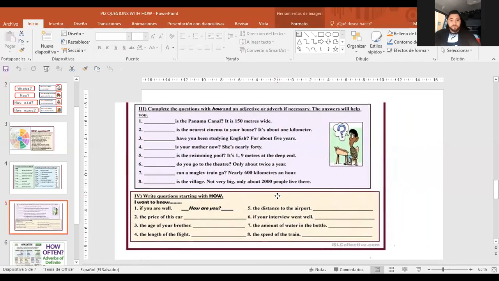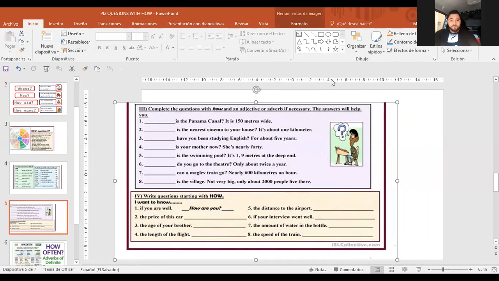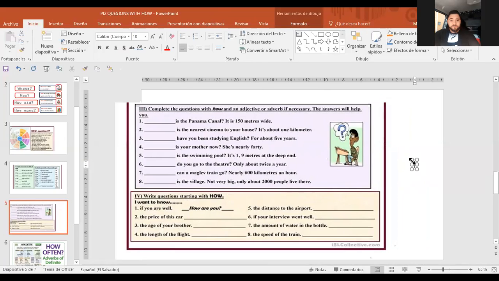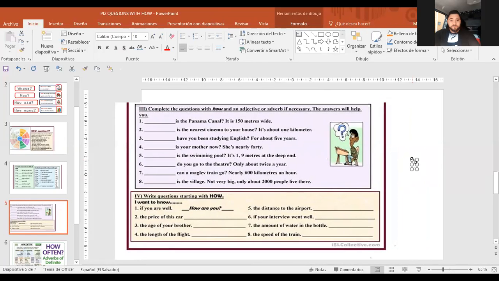That was the part that we missed yesterday because of the rain. The noise was very hard and we couldn't listen very well to each other. So I would like to ask you, what about number one? It says, complete the questions with how and an adjective or adverb if necessary. The answer will help. Okay, so we have, is the Panama Canal, it is 150 meters wide.